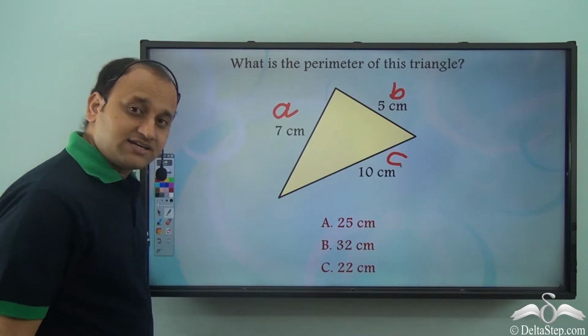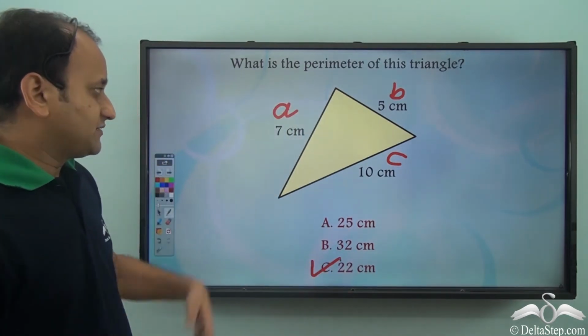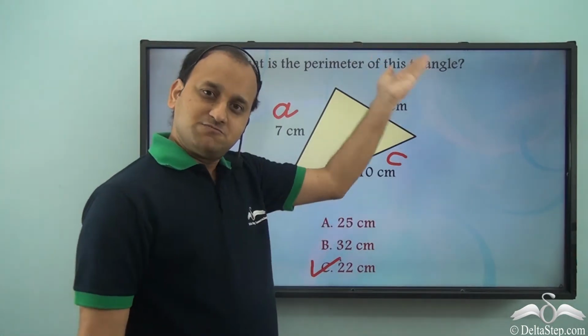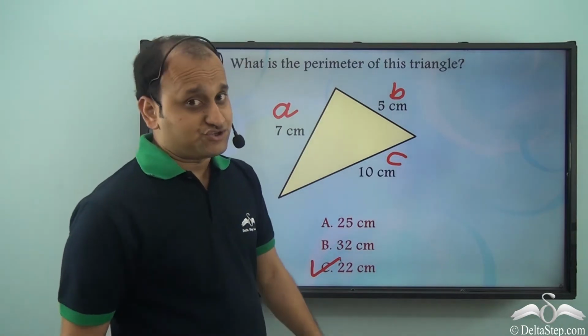So what is the correct answer? It's 22 centimeter. So we simply added A plus B plus C and we calculated the perimeter of this triangle.